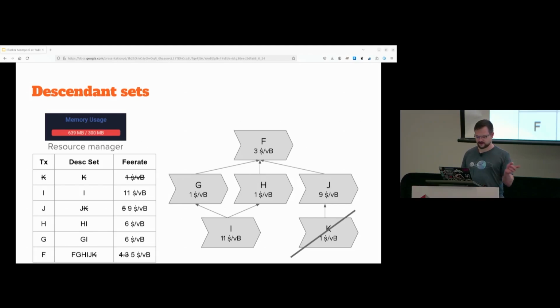All right, so far so good? You see, it's pretty low here. I hope you can see it actually, but F has only 5 sats per V-byte, which is the lowest that's left after K is gone.